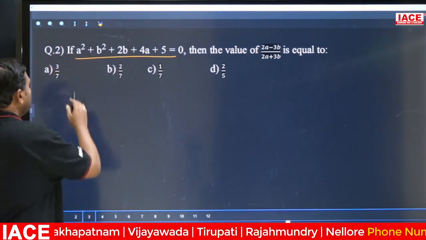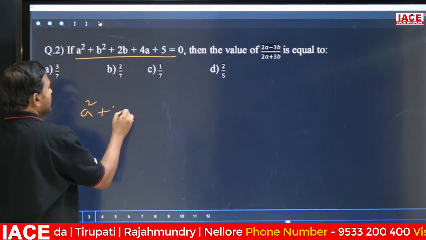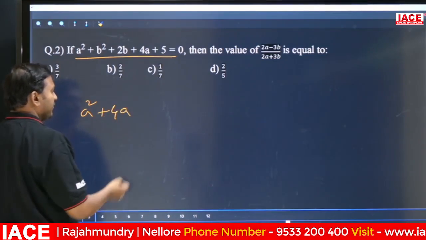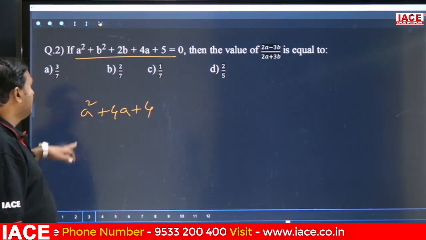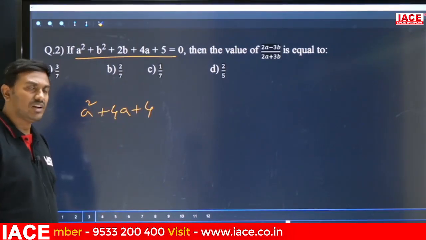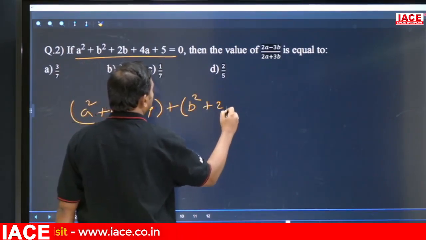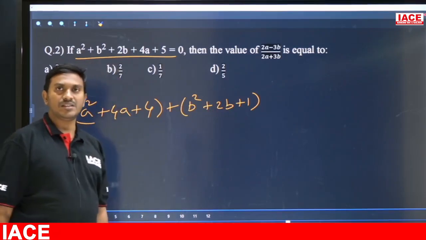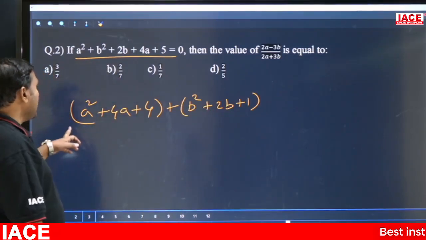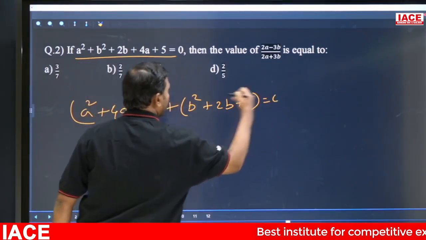Very simple. You are observing here a square plus 4a, I have to make into a perfect square. If we add 4, we can write this as a plus 2 whole square. Similarly the remaining is b square plus 2b plus 1. So that 5 I am separating as 4 plus 1. Why I am separating like this? This is 1 whole square, that is also 1 whole square. Now how can we write this?